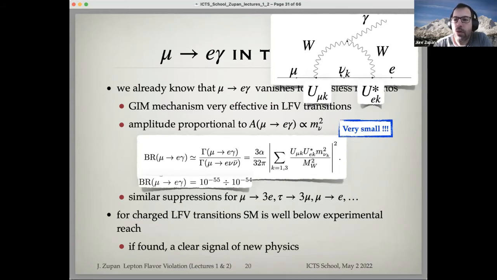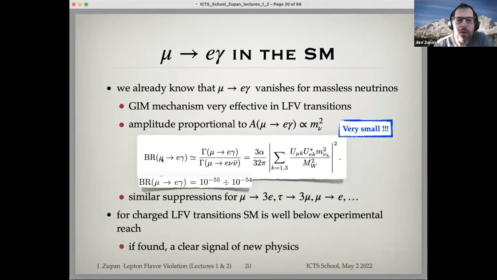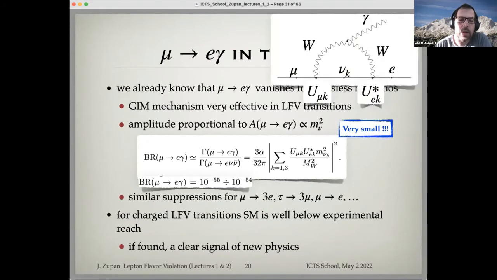So 2 insertions of the neutrino mass, keeping all the prefactors in front. The branching ratio for mu to e gamma is the decay width for mu to e gamma divided by the dominant standard model decay, mu to e nu nu-bar. It will have a prefactor, and the prefactor is also what you would expect. Alpha is e squared over 4 pi.